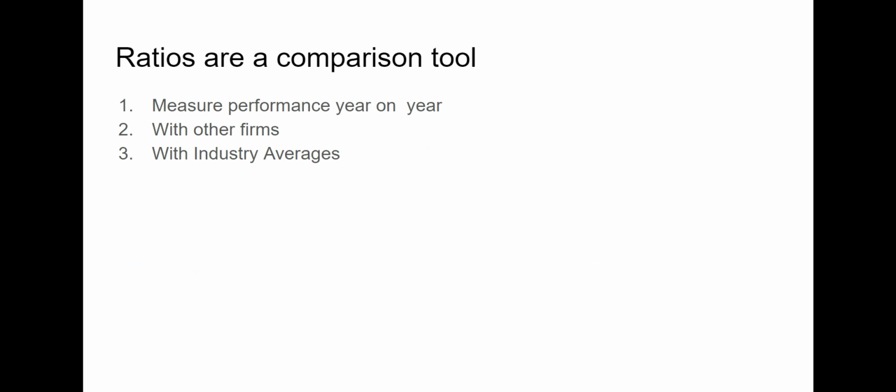We use ratios to measure three things, really. We either use them to look at the performance of a business year on year. So how do we do this year compared to last year? Have we got better? Is it being managed more efficiently? Is it being managed better?